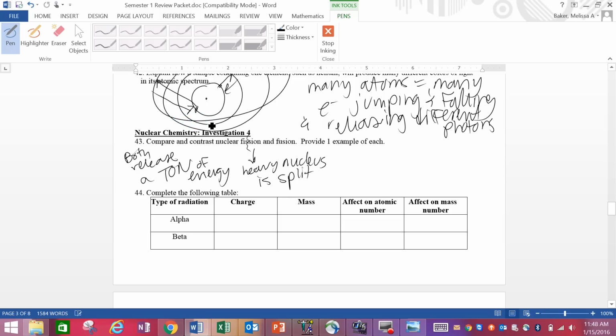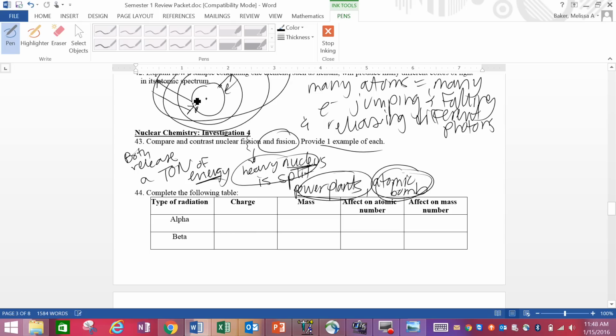Okay, provide an example of each. So this is what they're doing in power plants. Also, the atomic bomb. Those both involve a splitting of nuclei. That energy that was holding the nucleus together is now released because it's not needed to hold the nucleus anymore. So when you split it, you can use that energy for things like a bomb, which sounds pretty destructive, or clean energy in a power plant.